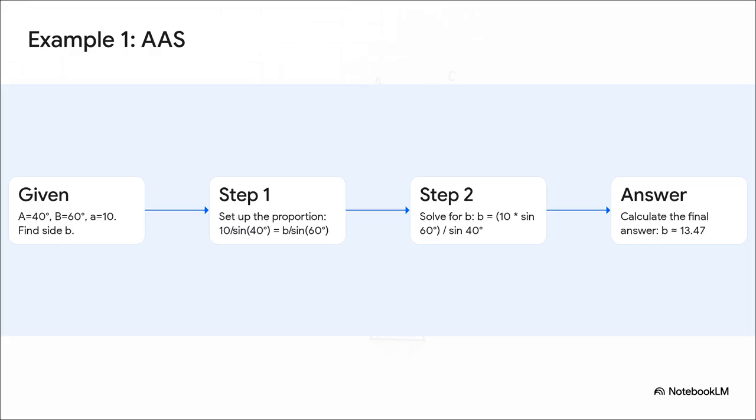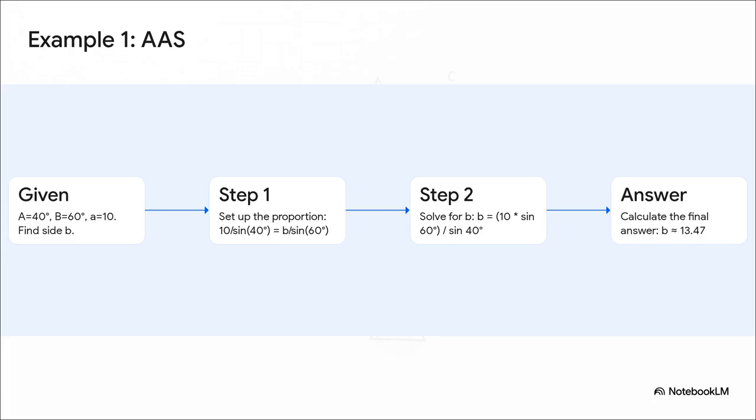We want to find side B. So step one, we just set up the proportion from the formula. 10 over sine of 40 degrees equals B over sine of 60 degrees. Step two is just a little algebra to get B by itself. And when you punch that into your calculator, you get your answer. Side B is about 13.47.